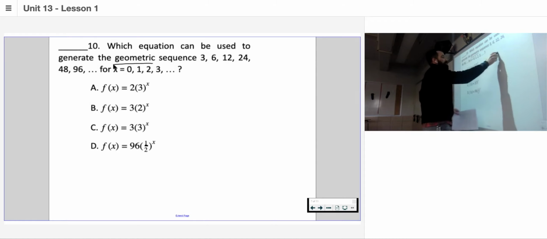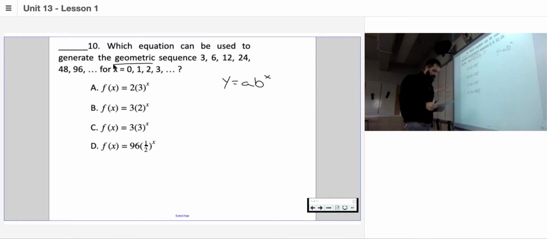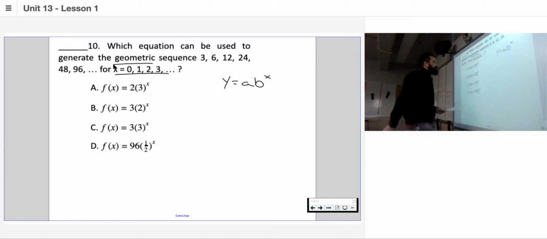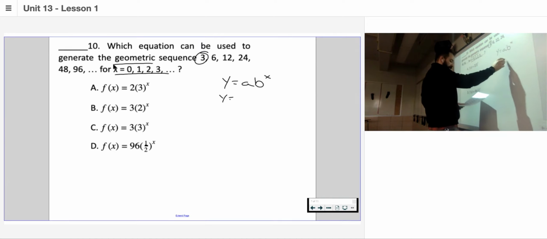Okay, so that's y equals a b to the x power. Remember, a is term 0, b is the rule, and x is the term number. Okay, so x equals 0, 1, 2, 3. Term 0 then becomes 3. So that replaces the a.